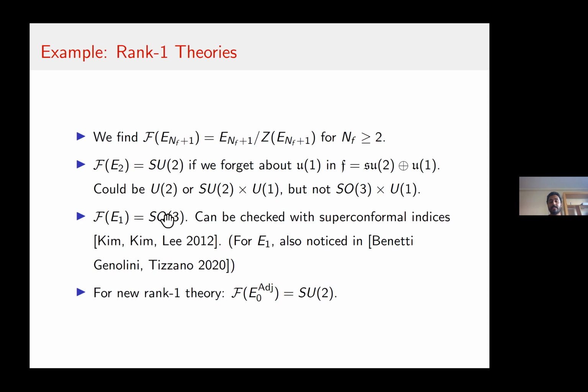All of these predictions can be checked against superconformal indices for these 5D SCFTs computed in the literature. You find that in the expansion of the superconformal index, only those representations appear which are not charged under the center for E1 and E_{N_F+1}, and for E2, they're charged under the Z2 center of SU2. Okay, and for the new rank 1 theory that I was mentioning, E0 adjoint, this is an SU2 flavor algebra, and now the center acts on the theory, and you find that the group should be SU2.